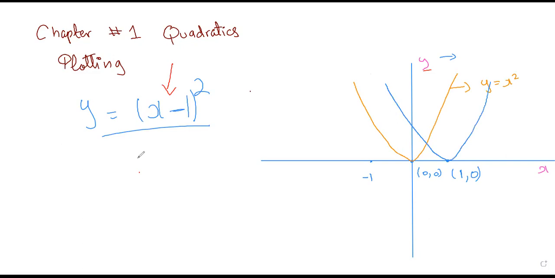And again, we need to find this point. What is the value of x at this point? X is 0. So y would be 0 minus 1 square. Square of any negative number is positive. It is 1. This would be 1, right? So are you okay with this plotting and everything?